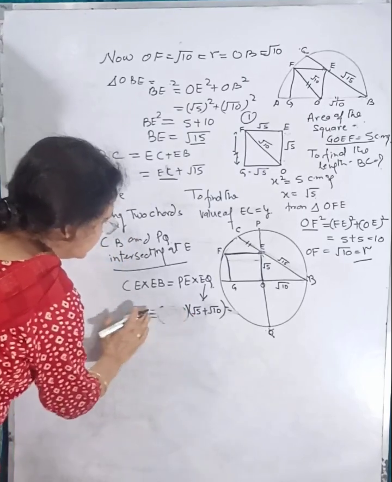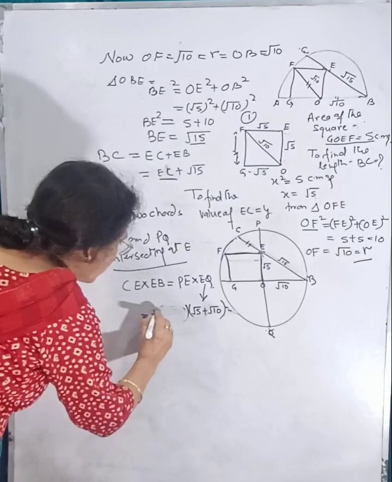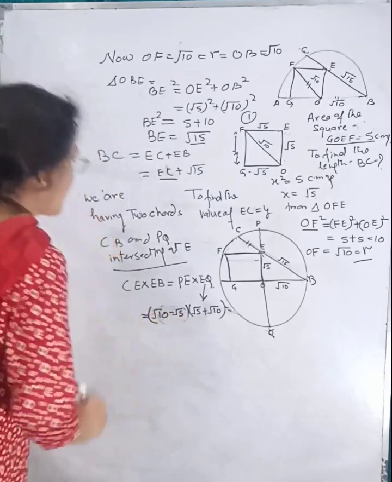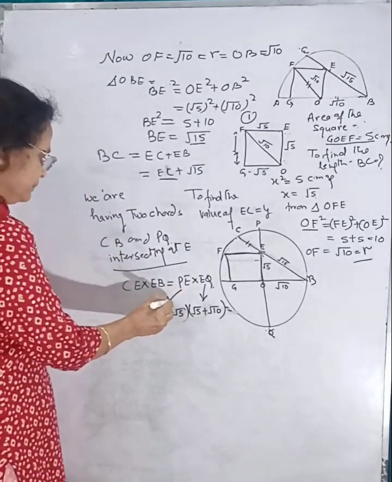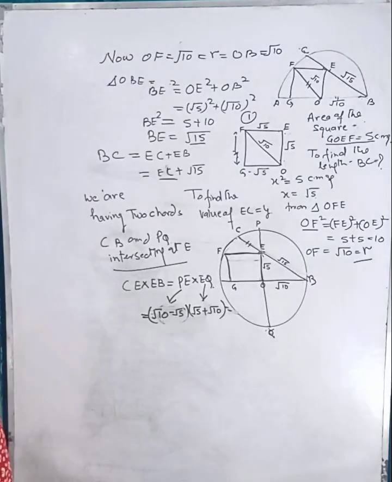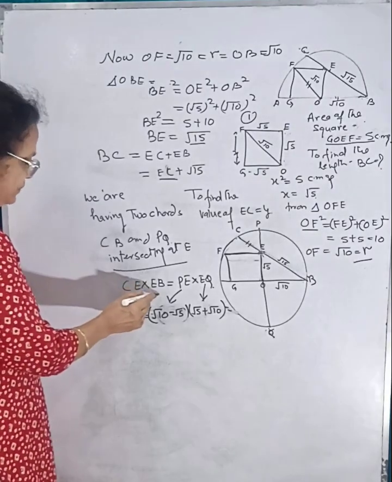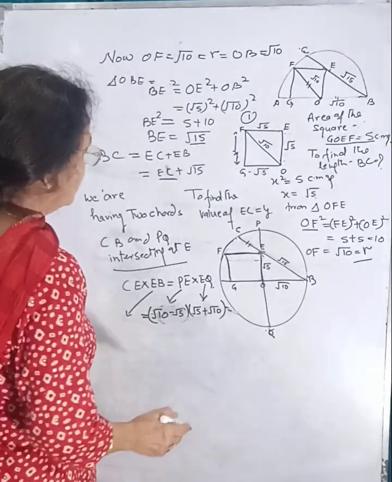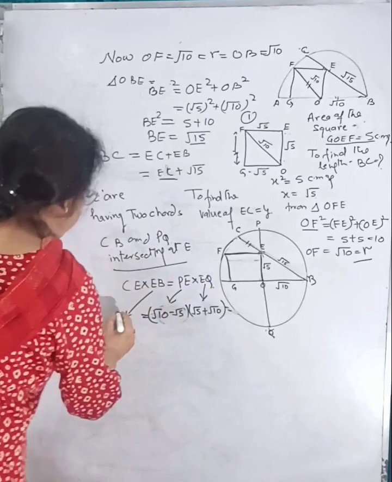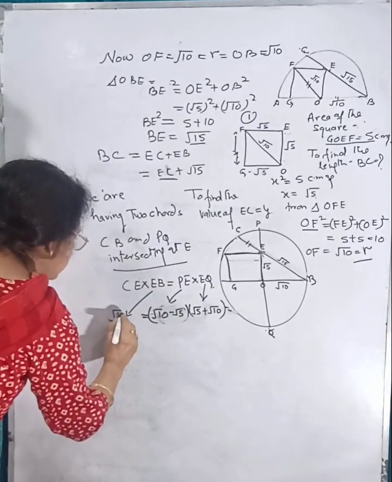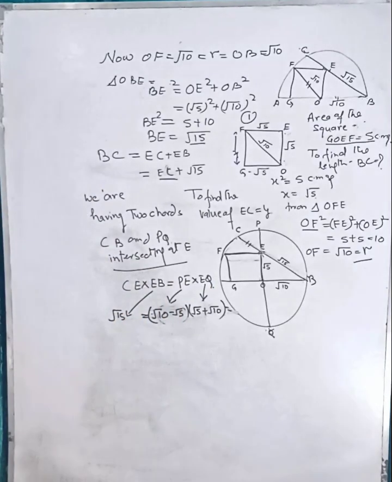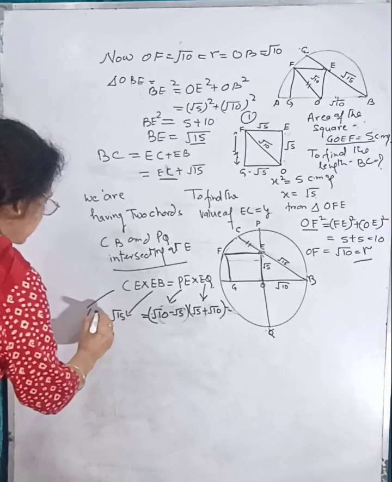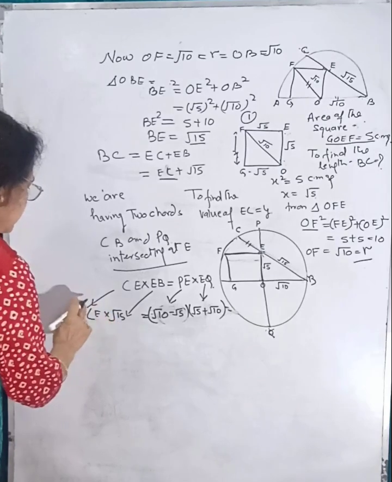I will write it clearly. Now EB. EB is equal to root of 15. And CE is to be found. This is to be determined.